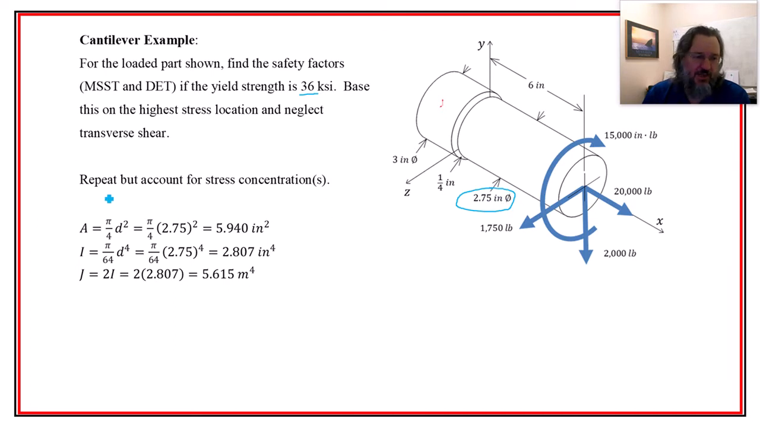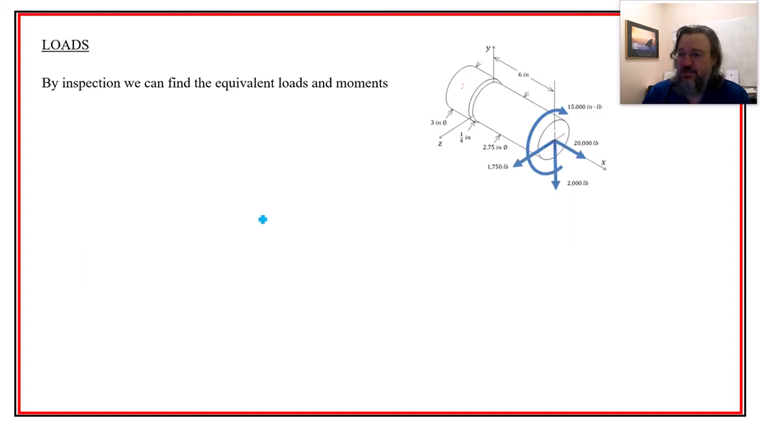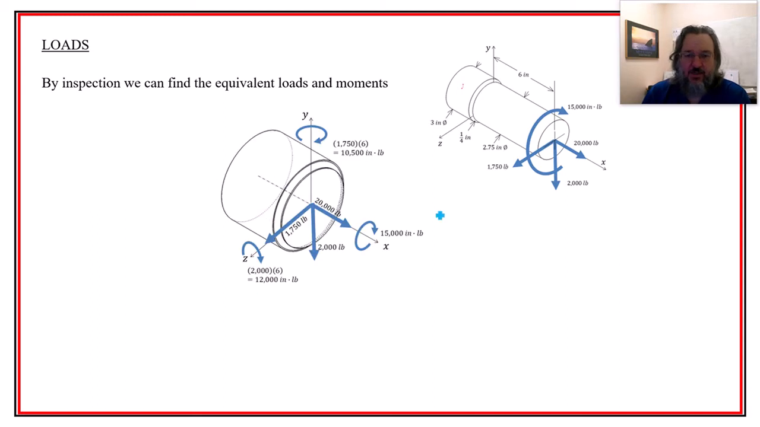So here's what the area, moment of inertia, and polar moment of inertia are going to be. By inspection, we can get the loads. We could do a free body diagram on this, but it's pretty easy to say that about the z-axis, we're taking that 2,000 and multiplying it by 6. And similarly, about the y-axis, we're taking our 1,750 and multiplying it by the 6.